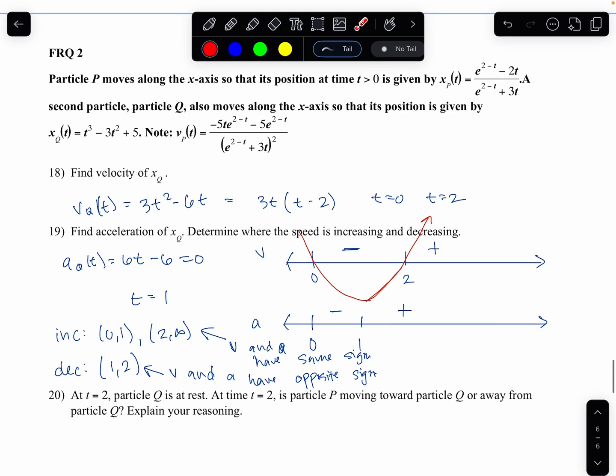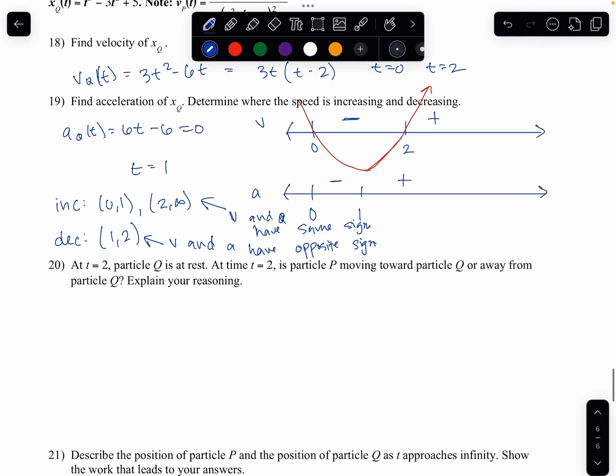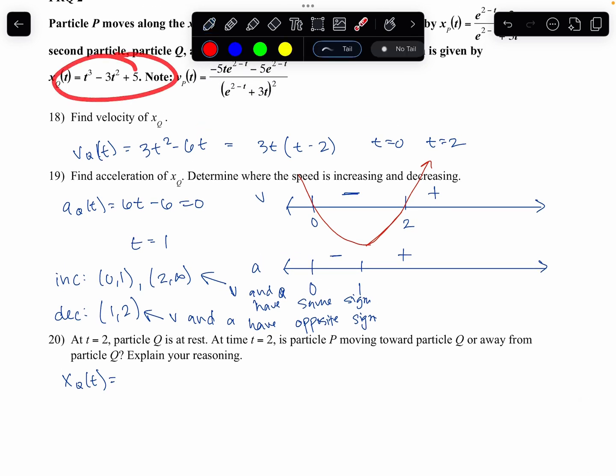In this case, we have to use their position functions. We have to know where particle q is, and where particle p is, at t equals 2. So let's talk about q. xq of 2, I'm going to plug in 2 here, and if I plug in 2, I'm going to get 8, and then minus 12 plus 5.